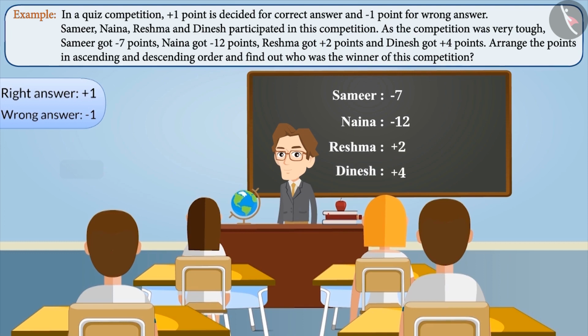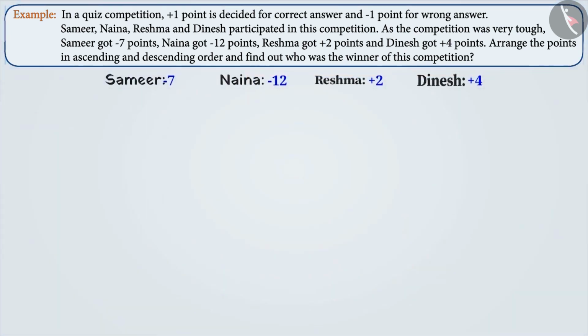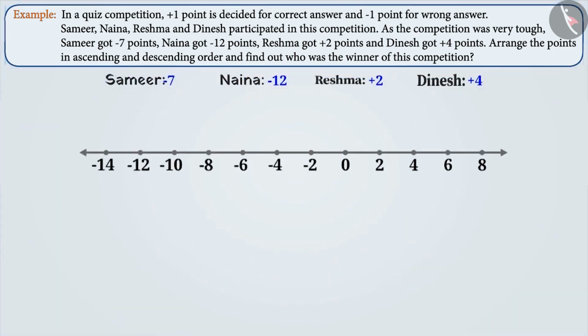Arrange their points in ascending and descending order to find out who was the winner of this competition. To arrange in some order, we have to compare the points of Samir, Nayana, Reshma and Dinesh. For this, let us express the points of all of them on a number line.